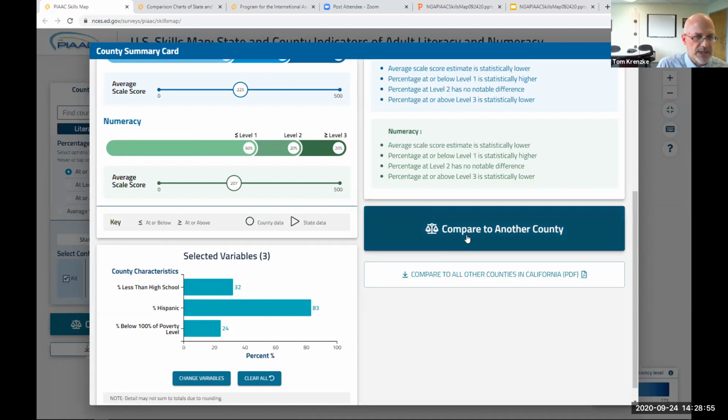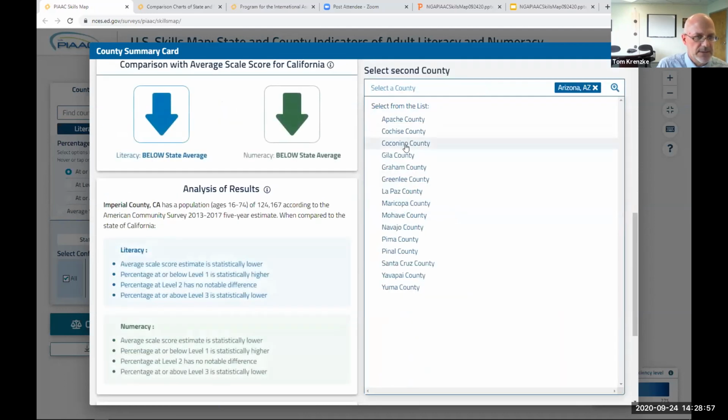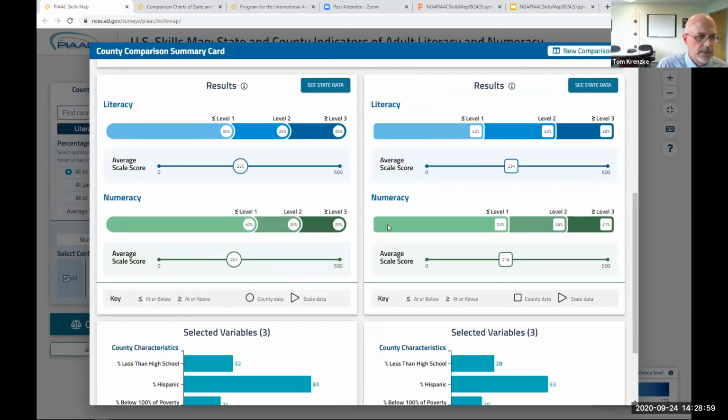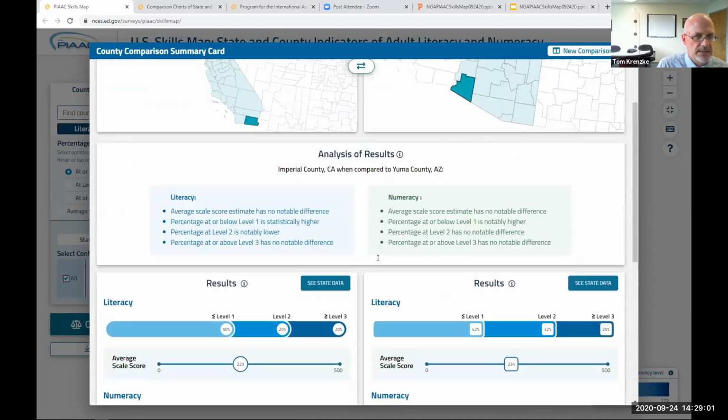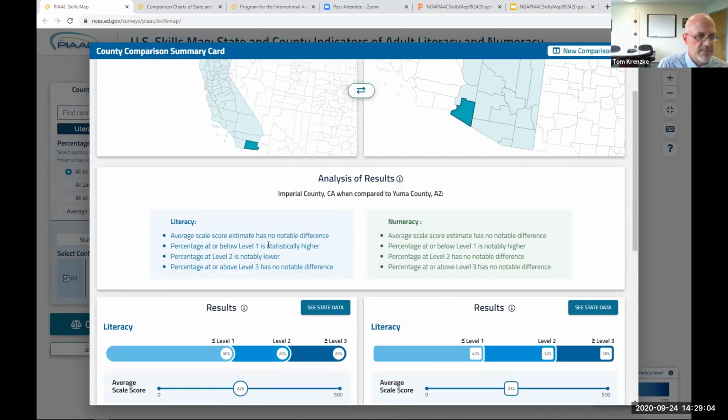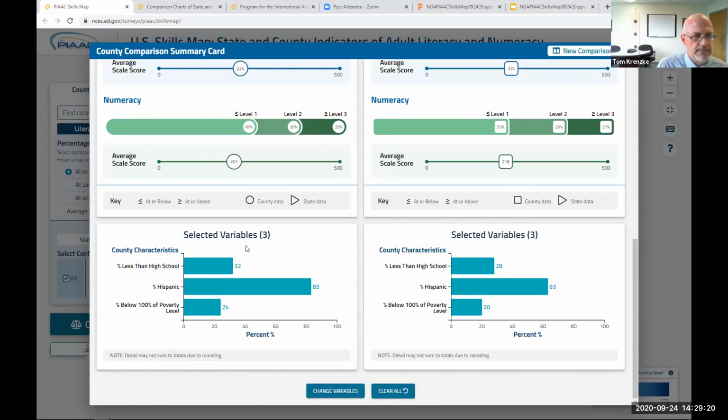them, but let's compare to Yuma side by side. So Yuma, Arizona. And so we do see their location on the map. We see they're pretty close in how it relates to outcomes. However, there is a statistical result where Imperial County's percentage at or below level 1 is statistically higher than Yuma. And looking at the characteristics, we can see slightly higher percentages for Imperial than Yuma.